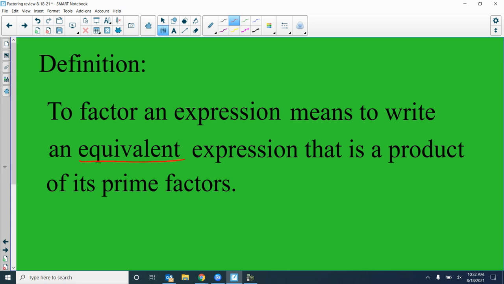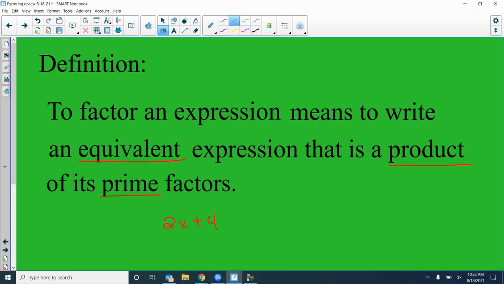Same value. We're not solving. We're writing an equivalent expression that is a product. Andrew Dissman, what's product mean? When you multiply something. Multiplication of its prime factors. So it's simplified as far as possible, as easy as I can give you.